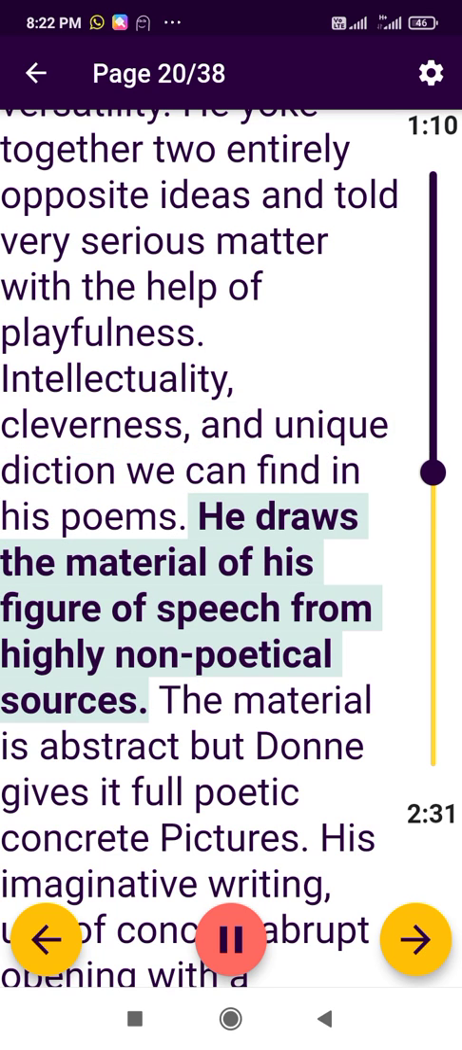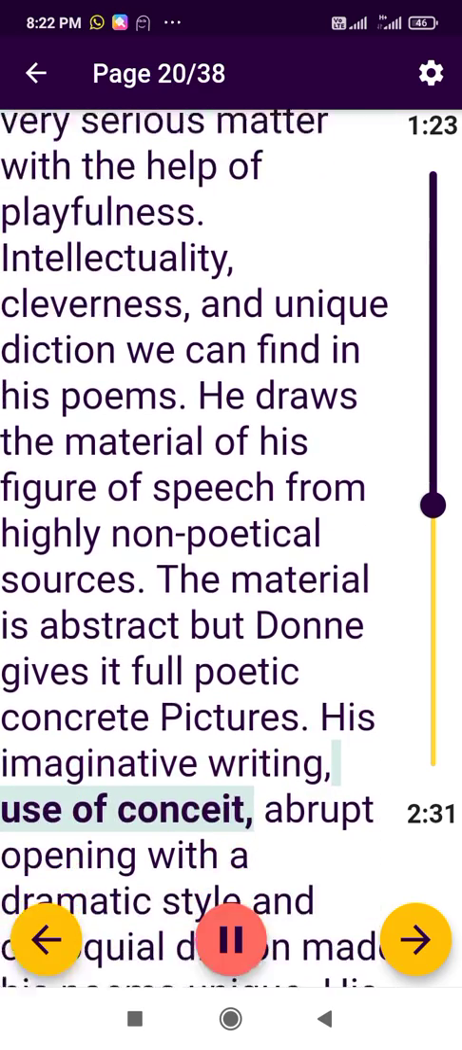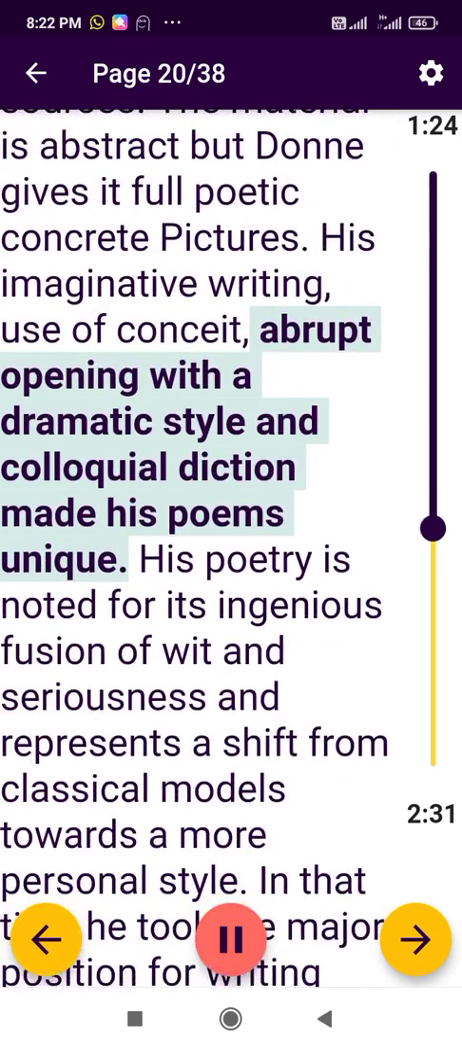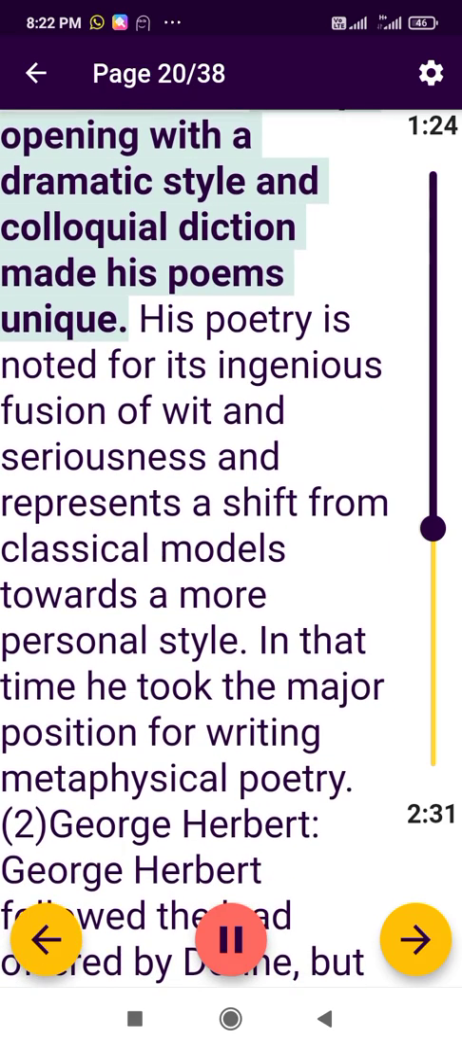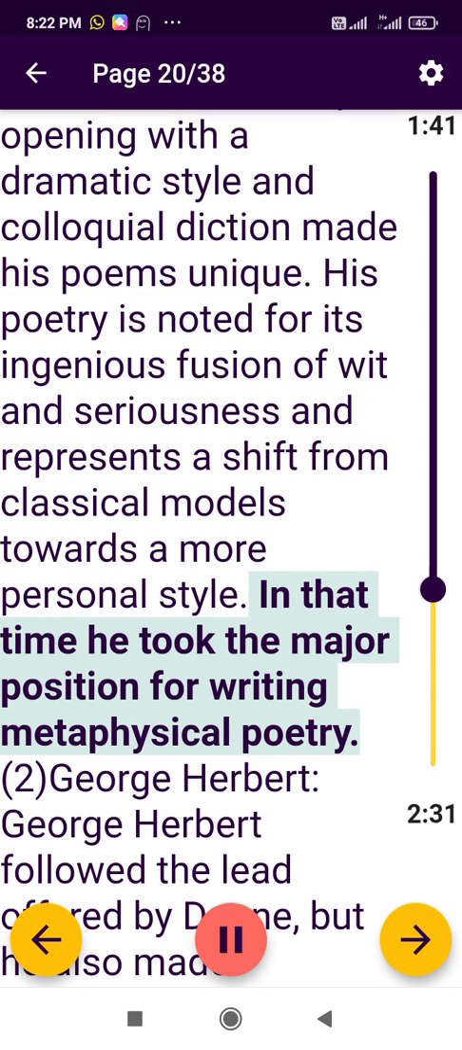He draws the material of his figure of speech from highly non-poetical sources. The material is abstract, but Donne gives it full poetic concrete pictures. His imaginative writing, use of conceit, abrupt opening with a dramatic style, and colloquial diction made his poems unique. His poetry is noted for its ingenious fusion of wit and seriousness and represents a shift from classical models towards a more personal style. In that time he took the major position for writing metaphysical poetry.